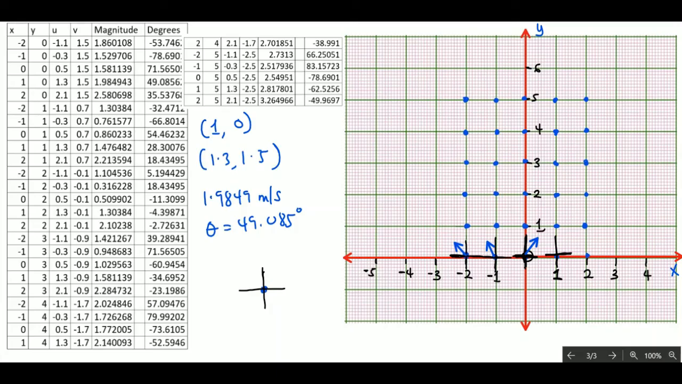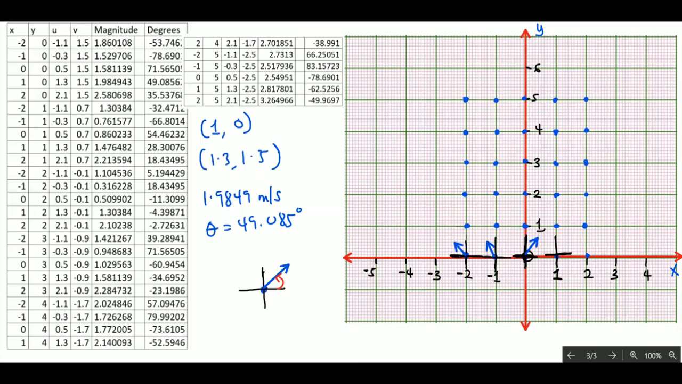49.08085, and that's a positive angle, so you're going to be measuring in the counterclockwise direction. Let's consider this to be our 49 degrees, and the length represents the magnitude. So our angle is 49, and you're moving in the counterclockwise direction. That will be the 49.08 degrees.